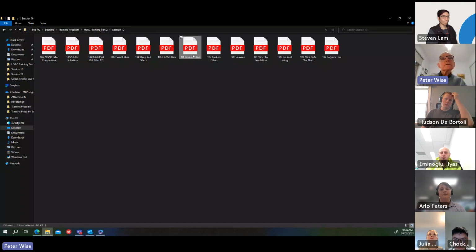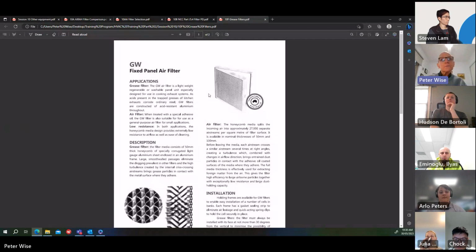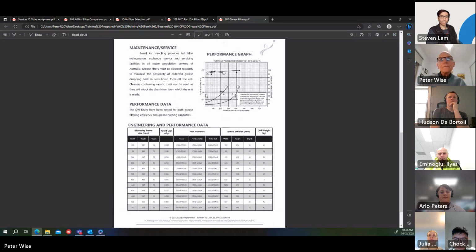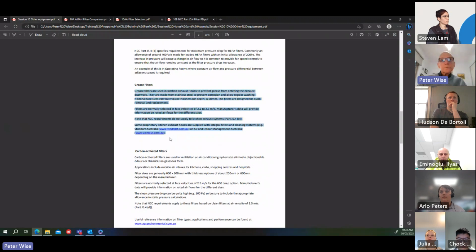I've got some, again, from the same source. There's some ratings on kitchen exhaust filters, and there's some charts there for pressure drops. Some proprietary kitchen exhaust hoods are supplied with integral filters and cleaning systems. Example from Stoddart's or Air and Odour Management Australia. And their websites are there.